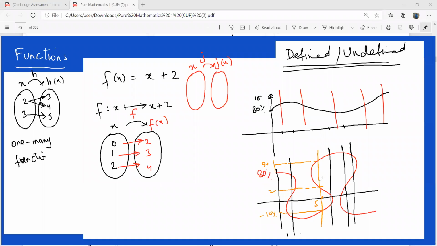What happens if you draw a horizontal line on a defined function's graph? For example, if I draw a horizontal line here, you see this horizontal line is passing 3 times. Now, is it possible that you have the same marks in 2 or more tests? Yes or no? Yes, this is possible. Is it possible that we have the same temperature on different days of a year?